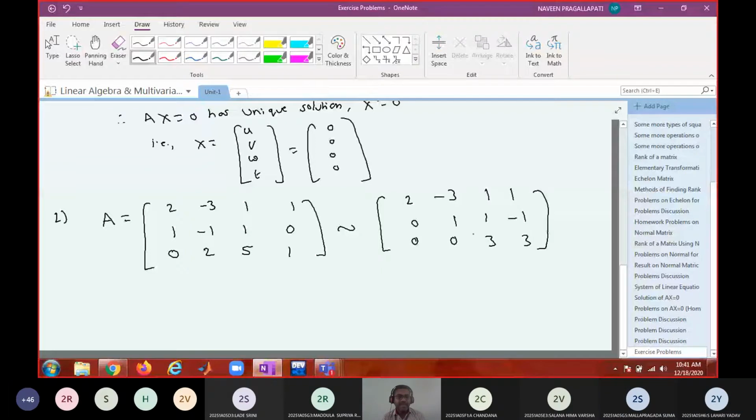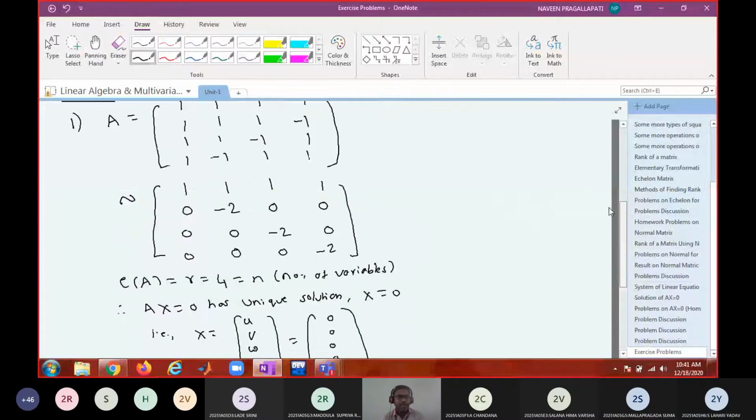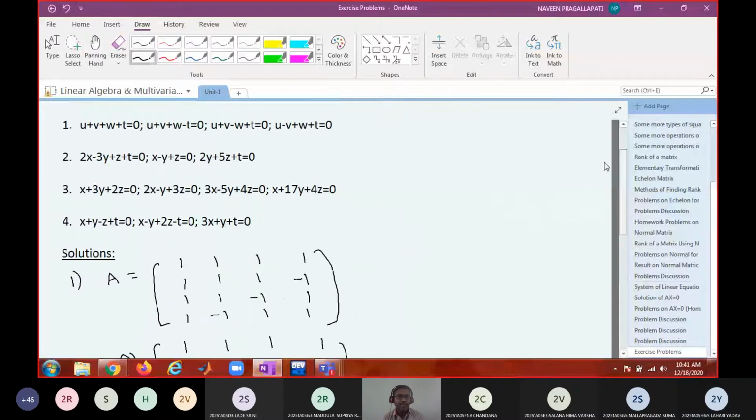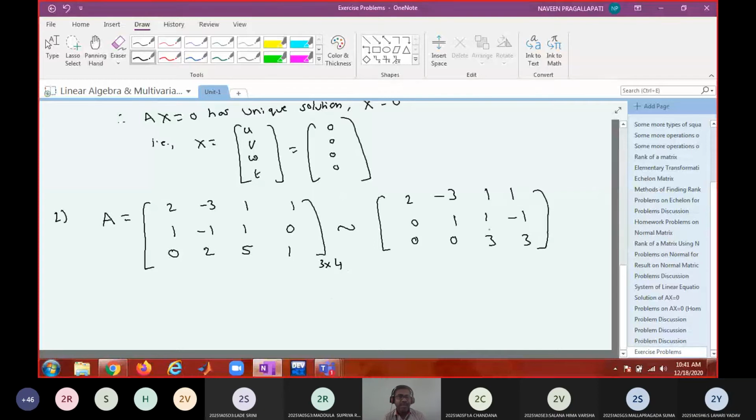Okay, so that means it is a 3 by 4 matrix. Therefore, the number of variables is 4, but the rank is 3. Number of non-zero rows: 1, 2, 3. Rank is 3. So rank of A is equal to r equal to 3, less than n, the number of variables, where n equal to 4.